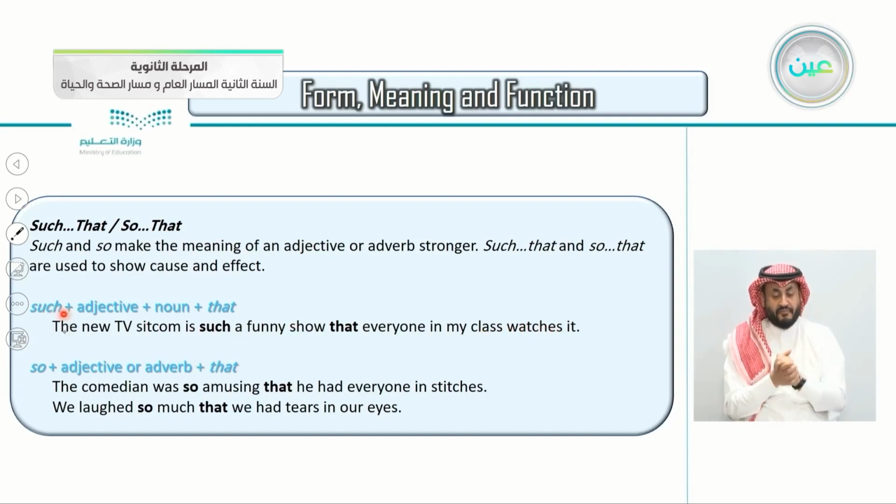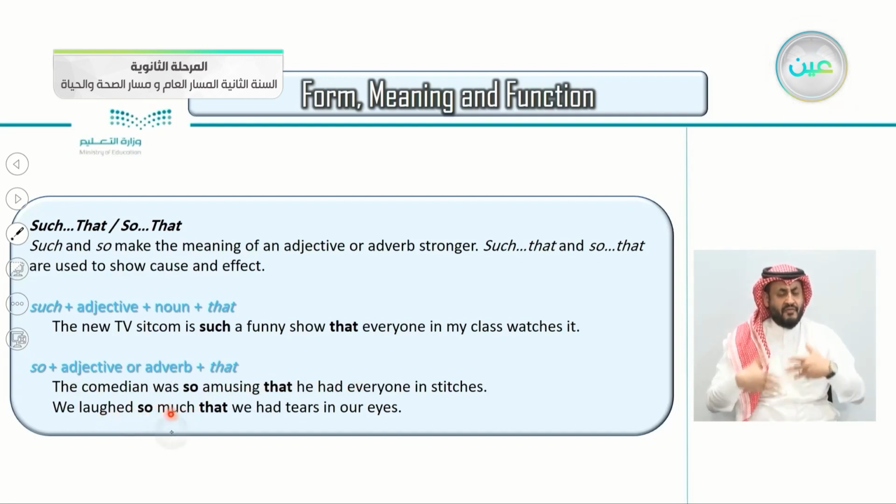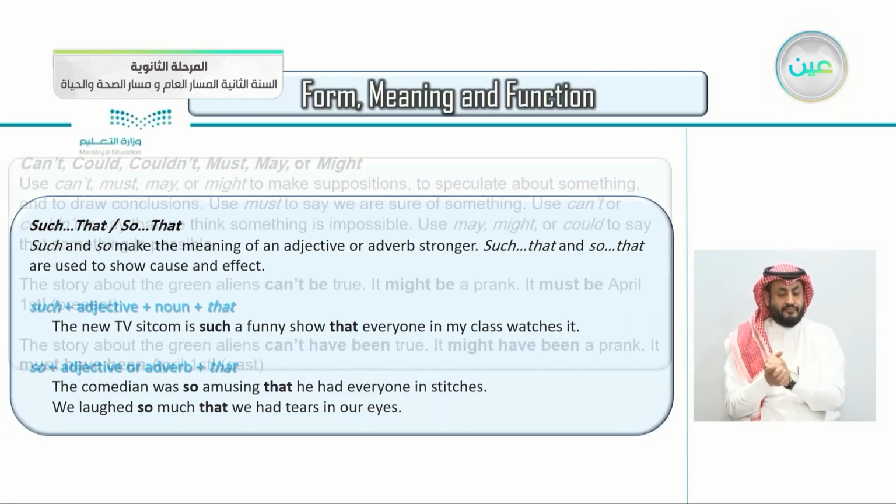So this is the form, if you remember. Such, adjective, noun, that. What about so? So, adjective or adverb, then we write that. The comedian was so amusing that he had everyone in stitches. We laughed so much. This is the cause. What's the effect? We had tears in our eyes. So, so that, such that, it's just cause and effect. What did we do because of this?